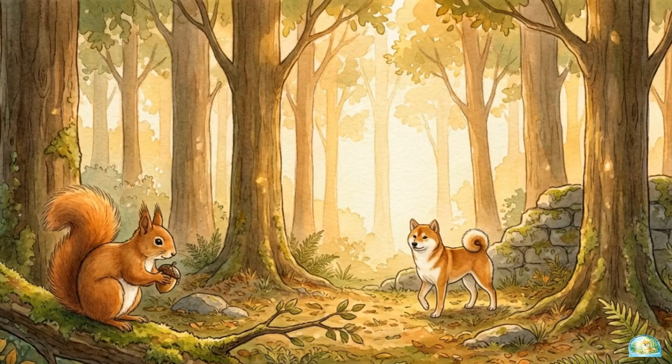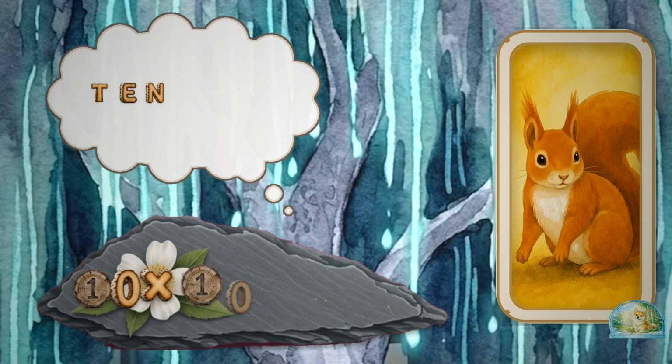With the mission complete, Hazel settles back into the trees as Kit passes by, leaving the math painted permanently into the forest itself. 10 groups of 10 make 100.